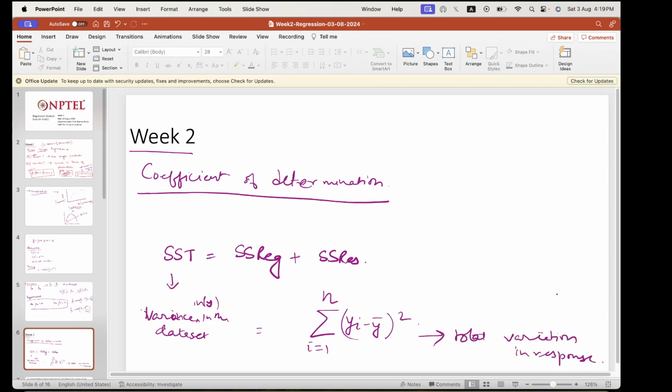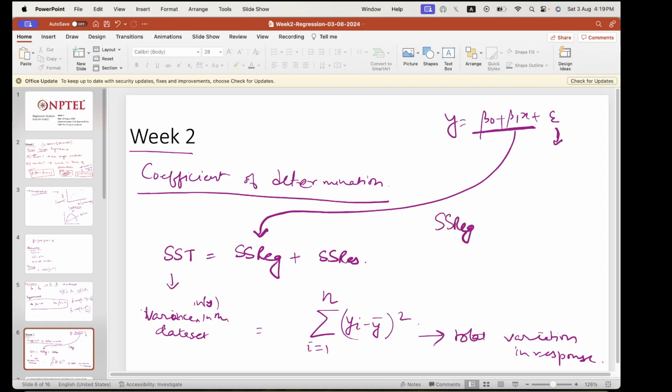What we are doing is, with the help of this model y equal to beta 1 x plus epsilon, this is the part which is taking care of the sum of squares due to regression, and this is the part which is going to take care of the sum of squares due to residuals. So SS regression was how much?